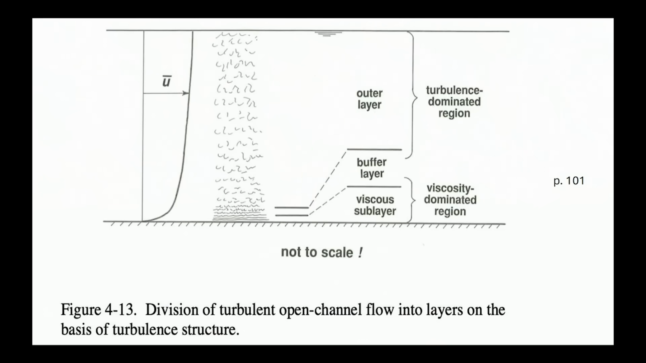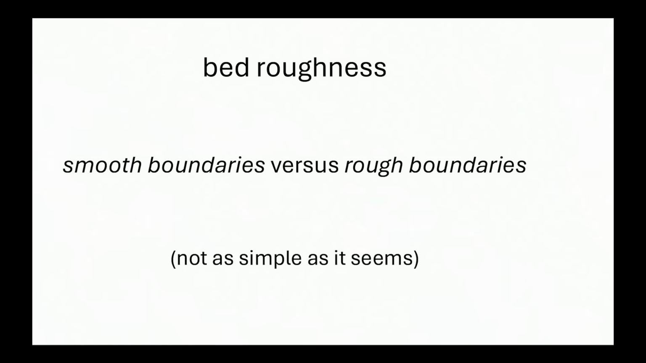So some terminology, it's not too important for our purposes, but so it's a turbulence-dominated region, and a viscosity-dominated region, and in between is sort of what they call a buffer layer. It's just terminology, and it's not to scale, obviously.